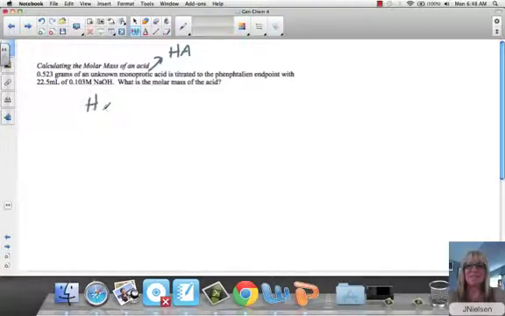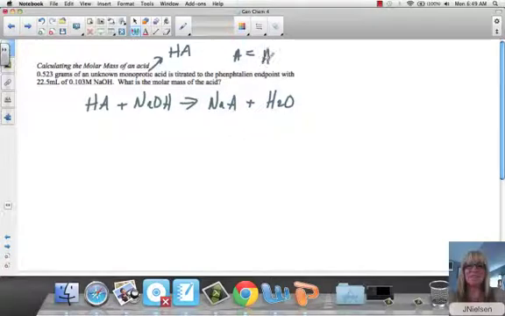So we've got some unknown monoprotic acid plus NaOH, and that's going to yield NaA, because we don't know the anion, plus H2O. So A, if you want to write a note, equals your anion, which is your negative ion. So we have 0.523 grams of this, and we've got 22.5 mL of 0.103 molar.